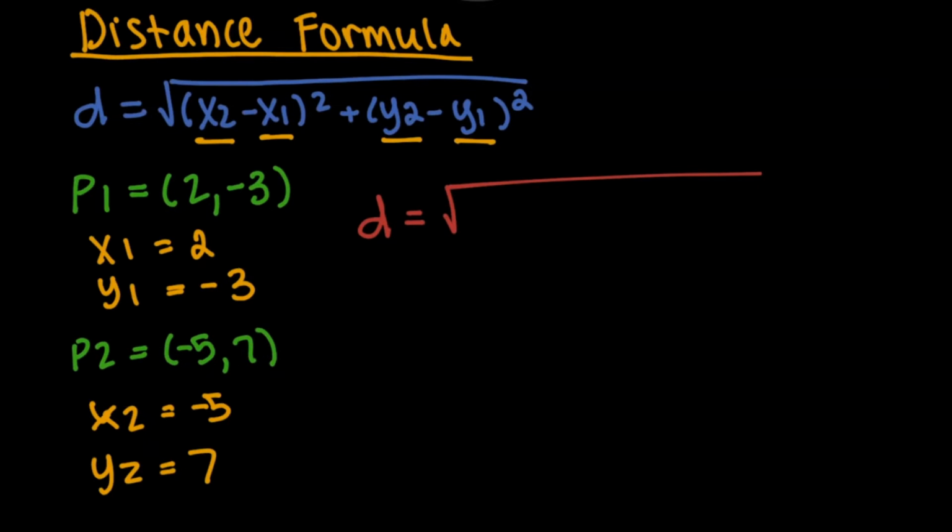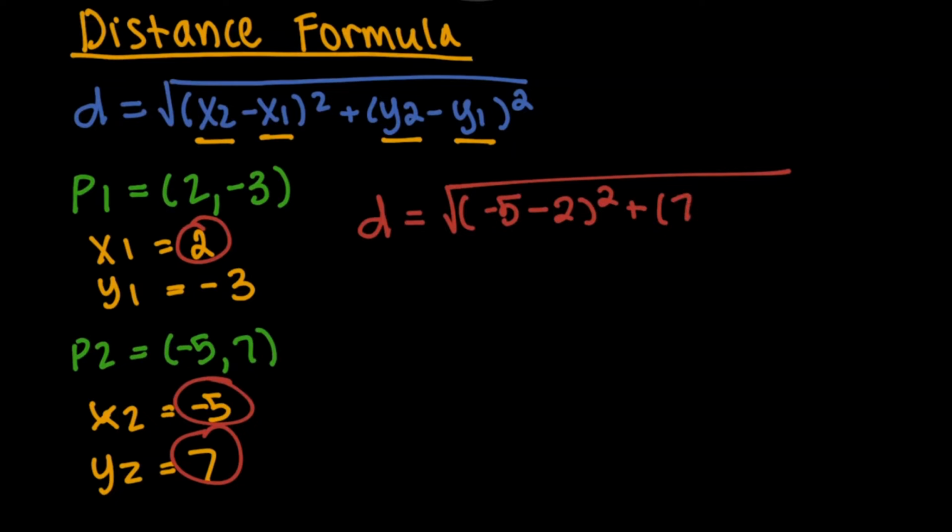So d is equal to the square root of (x2 minus x1) squared plus (y2 minus y1) squared. And then we can just calculate.